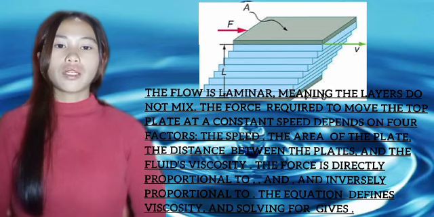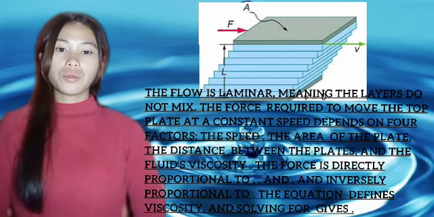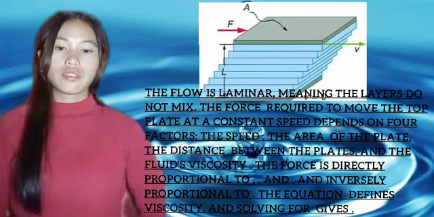The force required to move the top plate at a constant speed depends on four factors: the speed, the area of the plate, the distance between the plates, and the fluid's viscosity. The force is directly proportional to the speed and the area, and inversely proportional to the distance. The equation defines viscosity, and solving for it gives the result.